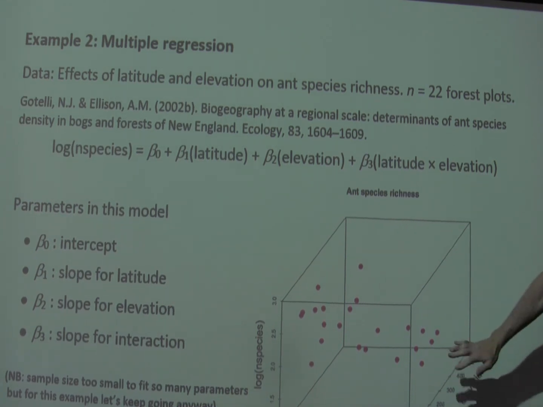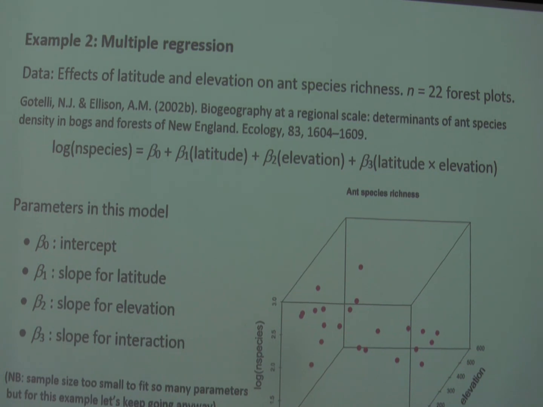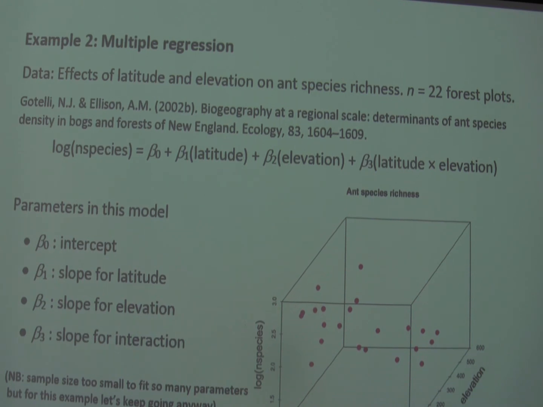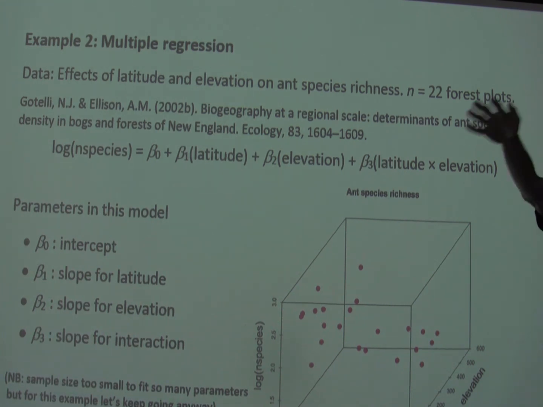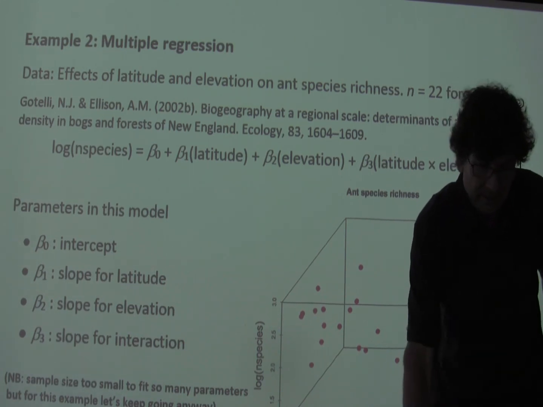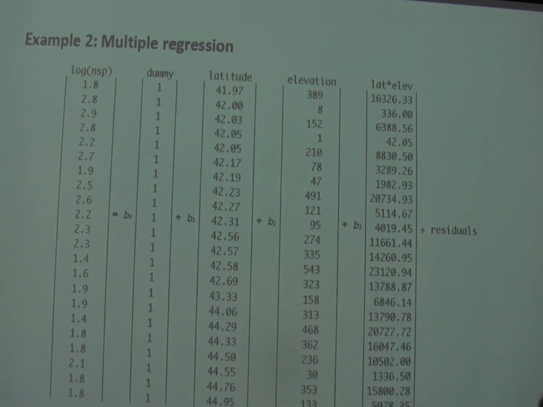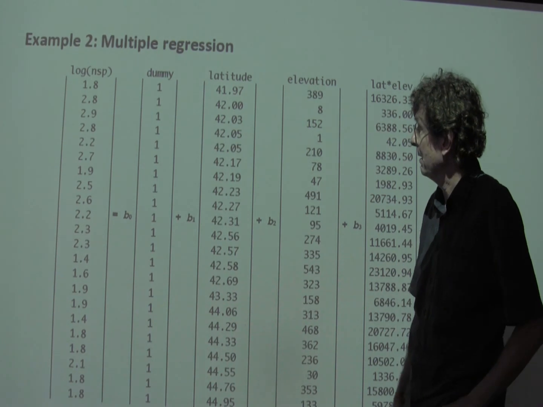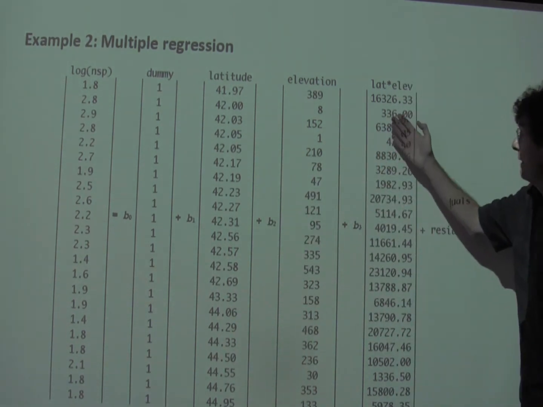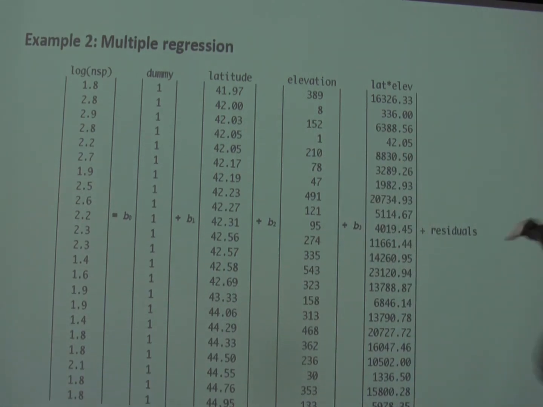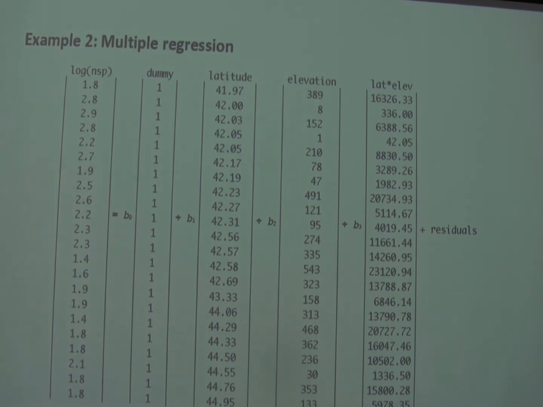And I don't know if this speaks to you, but you can imagine that if I'm standing in the corner of the room, elevation is this way and latitude is that way. And what you're trying to fit to the data points, which are all sort of hovering in the room here, is a surface. And that's what you do in multiple regression. You fit a surface instead of a straight line. Behind the scenes, there's the log of the number of species, the dummy variable to allow them to model the intercept, latitude, elevation, and then the interaction, which is literally this times this. Plus the residuals.